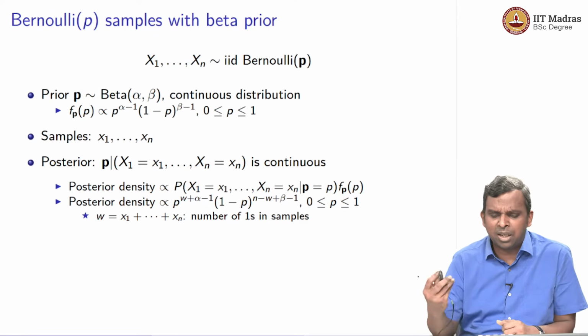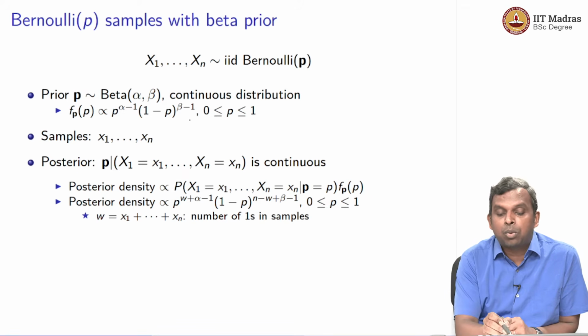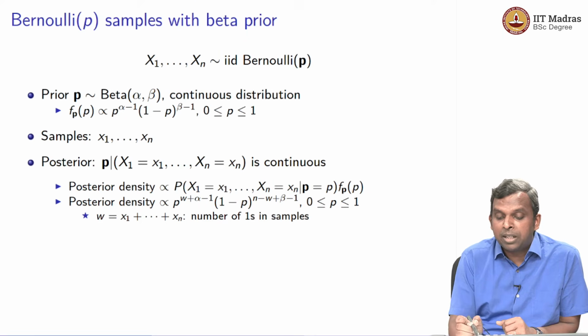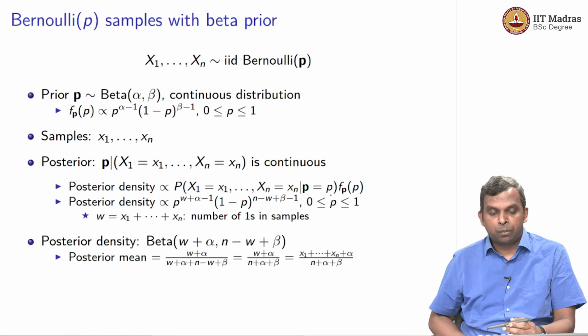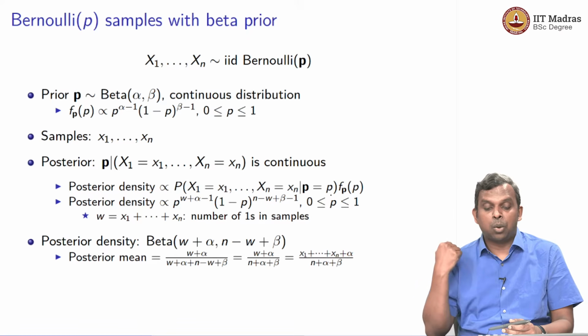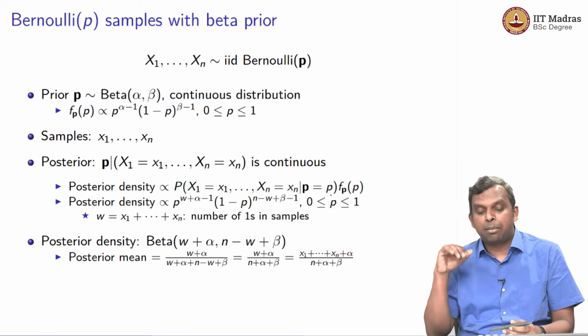It's very easy to see, right? The previous case, we saw how the likelihood was just p power w, 1 minus p power n minus w, and the prior was just 1. Now in this case, the prior is not 1, it is p power alpha minus 1, 1 minus p power beta minus 1. So there's only p and 1 minus p, they will start adding. So you will get p power w plus alpha minus 1, 1 minus p power n minus w plus beta minus 1. Okay. So the posterior is now a beta density, and that beta has parameters w plus alpha and n minus w plus beta.